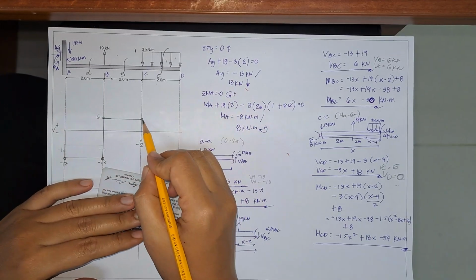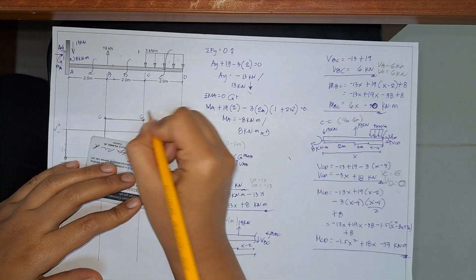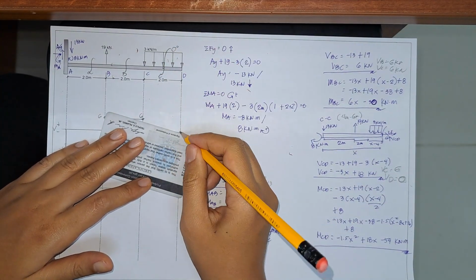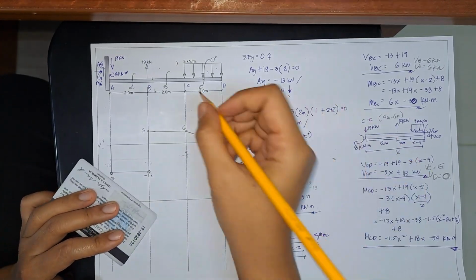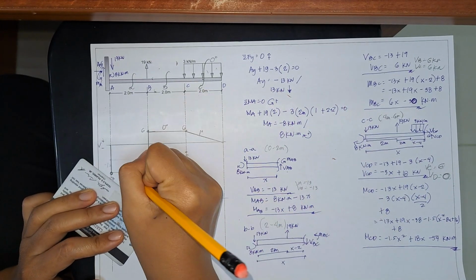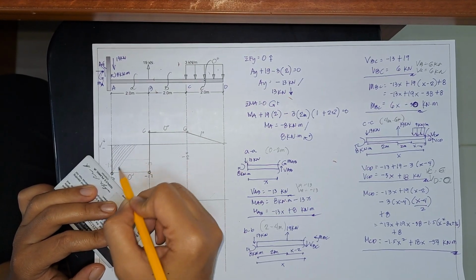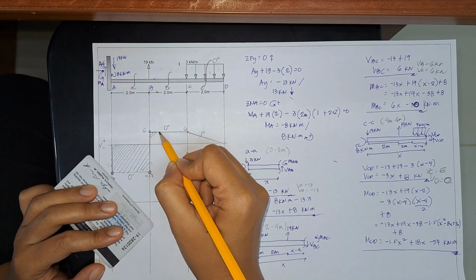So, from point C, pumunta ng 0. VC is 6 ulit. Tapos, at D, naging 0. Okay. So, this is a 1 degree curve. So, straight line lang po ito. Okay? Ayan. So, 1 degree, 1 degree, 1 degree. So, this will now be our shear diagram. Okay?